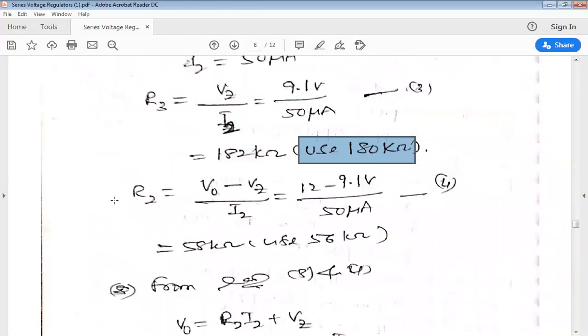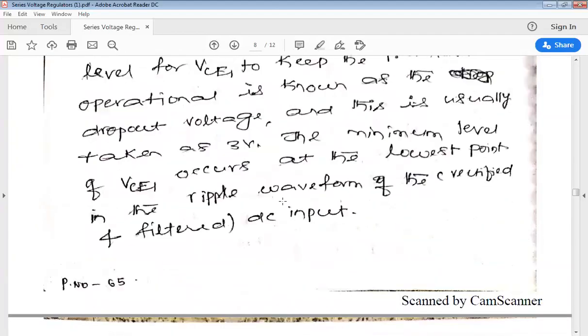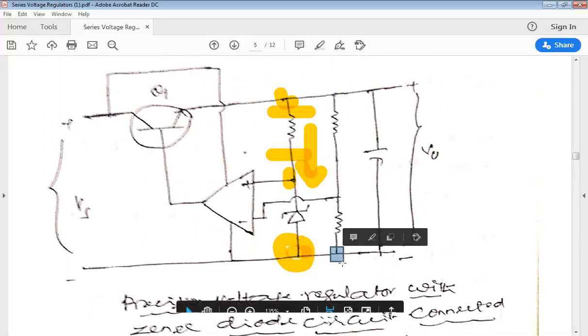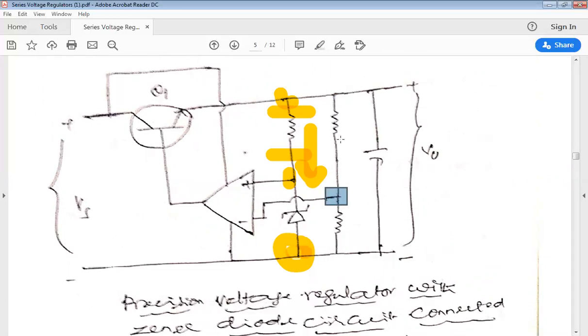Next, to calculate the value of R2, I'm going to use V naught minus Vz. Looking at the circuit again, the voltage across R2 is the total voltage from this point to this point, V naught minus Vz. The voltage across R3 is Vz, divided by I2. I'm going to get the R2 value.